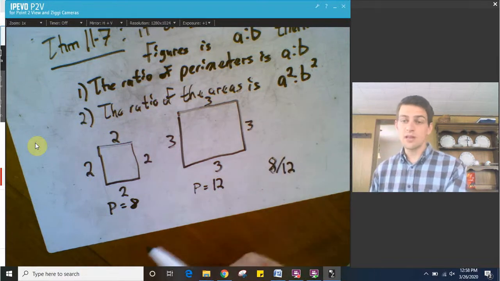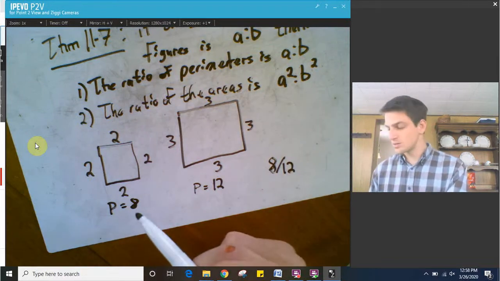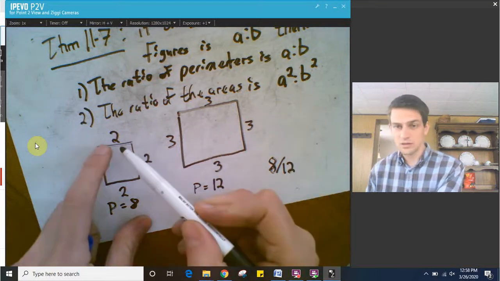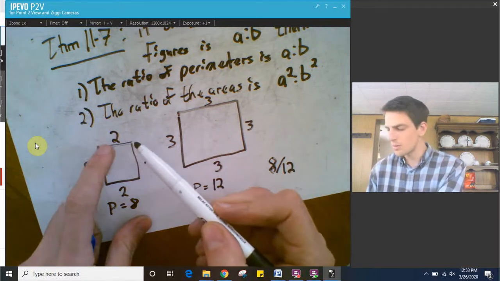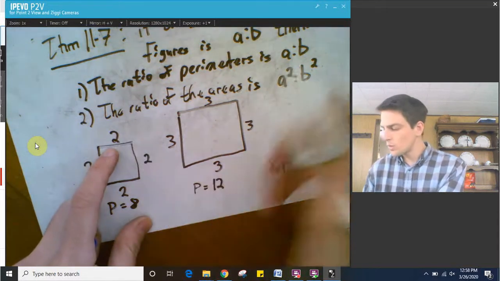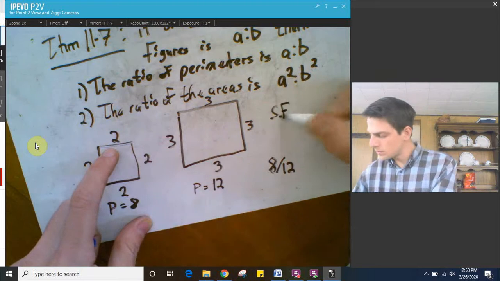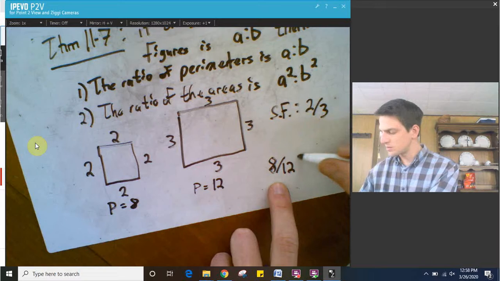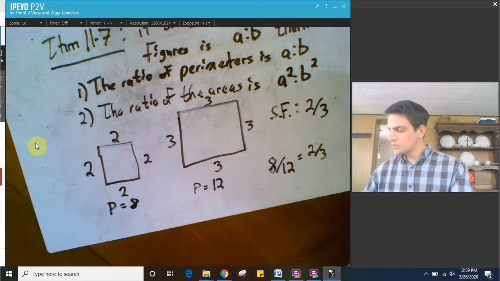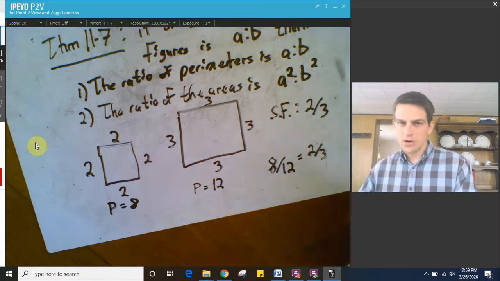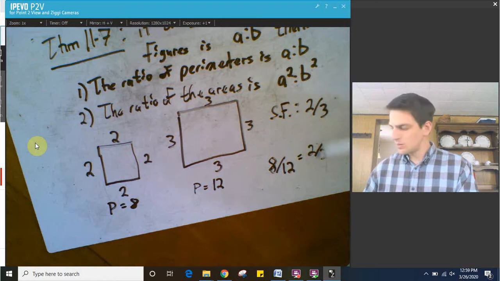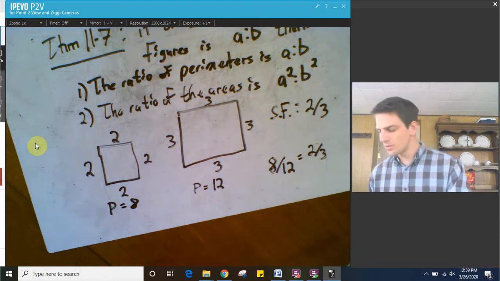Now we have to consider what the scale factor between these two shapes is. You're just going to take two pieces that correspond, so we can take two of these sides since they're squares. It would be 2 to 3. So the scale factor is 2 to 3, and that's exactly what 8/12 simplifies to. So 2 to 3 is our A to B from up here in the theorem, and it all holds consistent there.